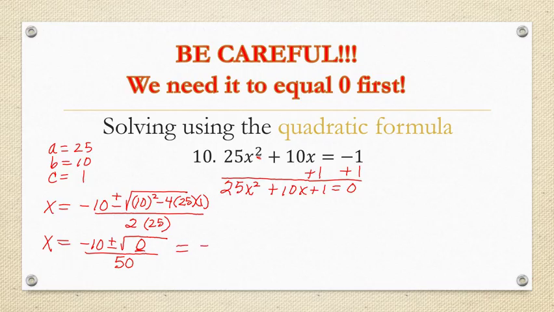So all I have left is negative 10 over 50, which reduces to negative 1/5, which also is negative 0.2. This is an equal sign. So it is only going to touch the x-axis at negative 0.2. So we have one solution because our discriminant was 0.